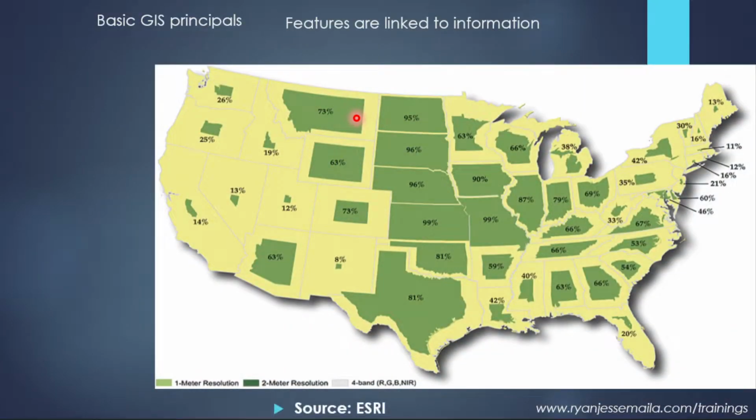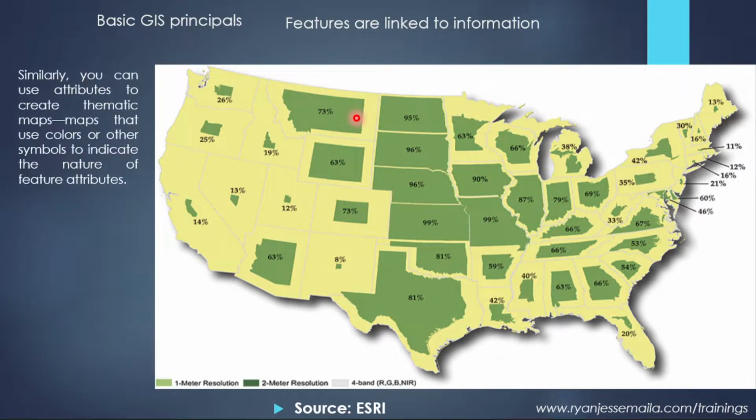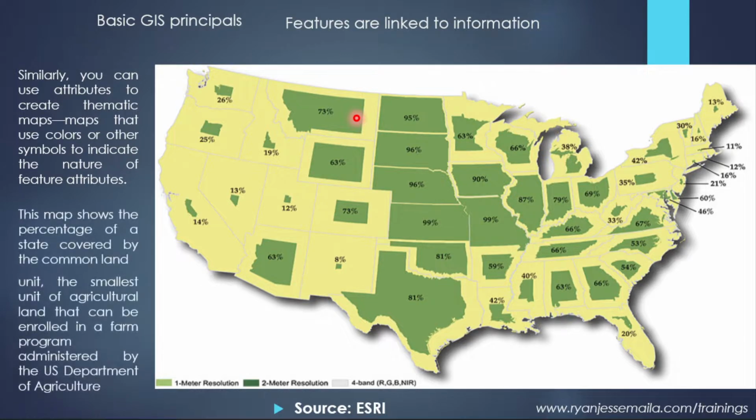Here is another example. Similarly, you can use attributes to create thematic maps that use colors or other symbols to indicate the nature of feature attributes. So as you can see here, 1 meter resolution, 2 meter resolution, and then you have the percentages there. This map shows the percentage of the state covered by the common land unit, the smallest unit of agricultural land that can be enrolled in a farm, administered by the US Department of Agriculture.